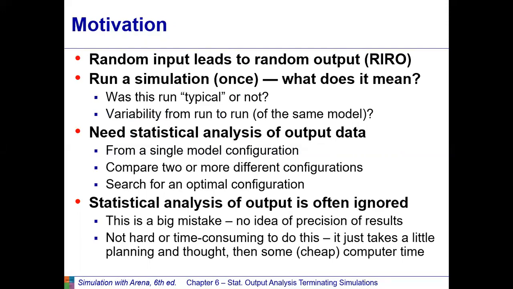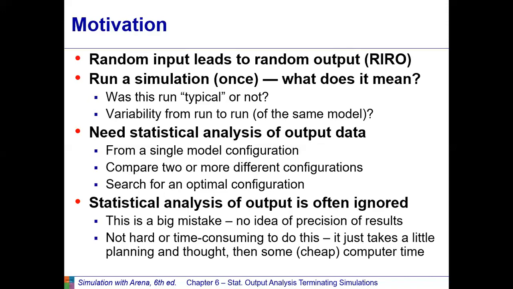From a single model configuration, we can do statistical analysis on it. We can compare two or more different configurations of the same model and see which one works best based on statistical output. As well, we can search for the optimal configuration, that is, which configuration will work best, and we can control these statistics so that my half-width shouldn't go beyond some threshold. So we can do all of this in Arena.